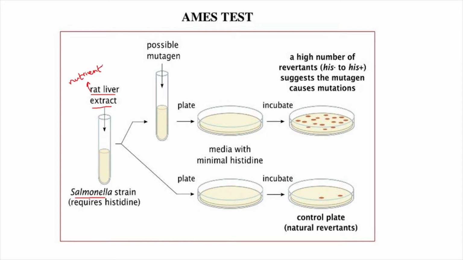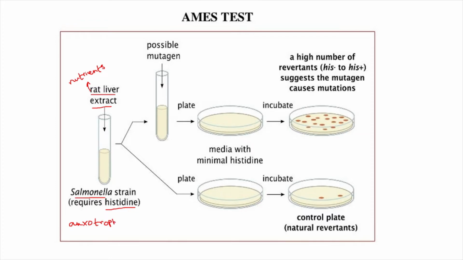Now, this Salmonella bacteria that we are choosing has a characteristic: it can synthesize almost all the nutrients, but it will not be able to synthesize the amino acid histidine. Such bacteria, which can synthesize almost all the nutrients required for normal growth and proliferation but not one particular nutrient, we call auxotrophic mutants.